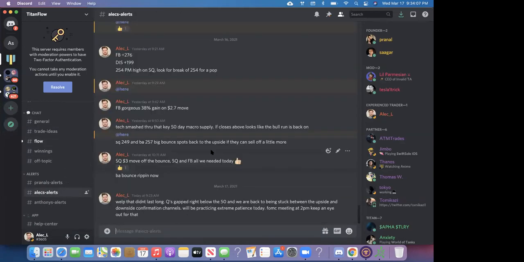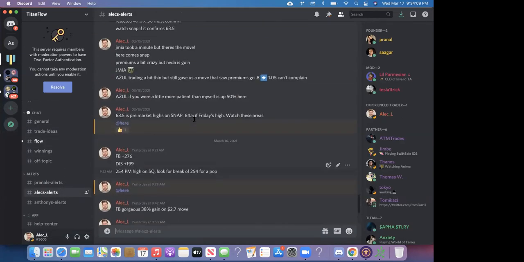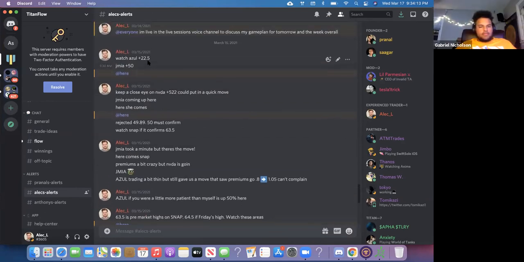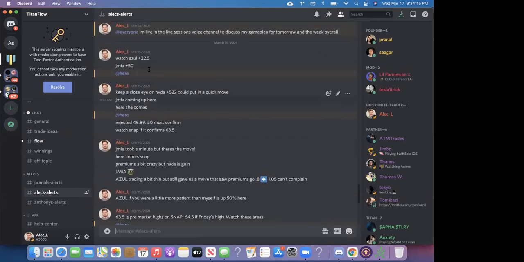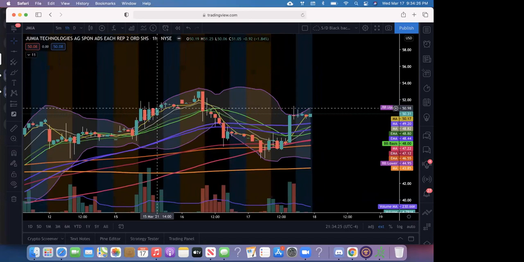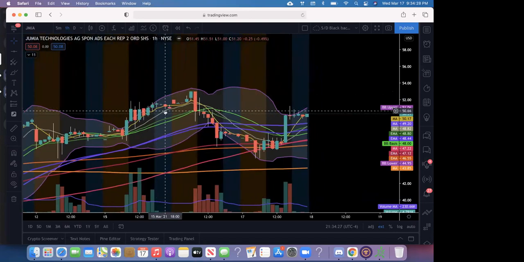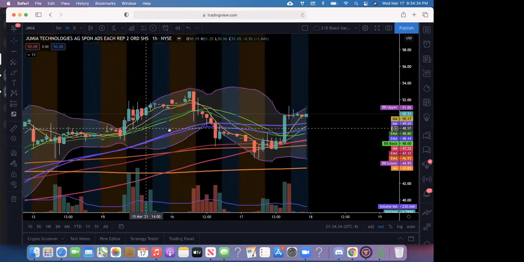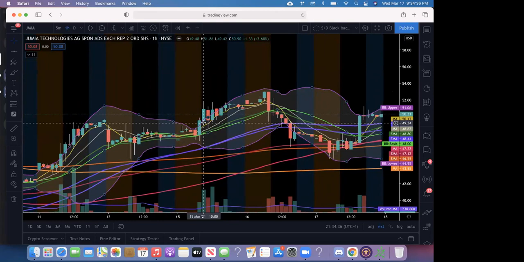Where was this at? Oh, it's right there, JMIA, plus 50. If I say plus, that means I'm looking for it to break that level and hold it to enter on a day trade. I'm looking for a quick aggressive move. So if we zoom out a little bit, we can see where it was 50. Here we go, right here.